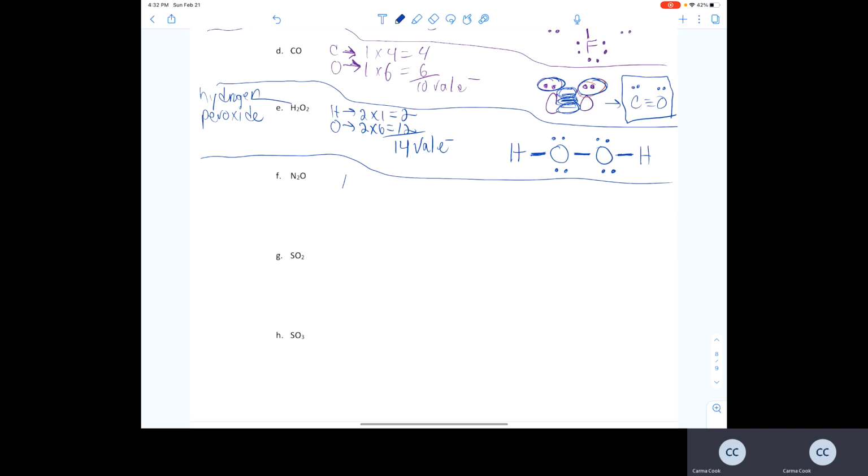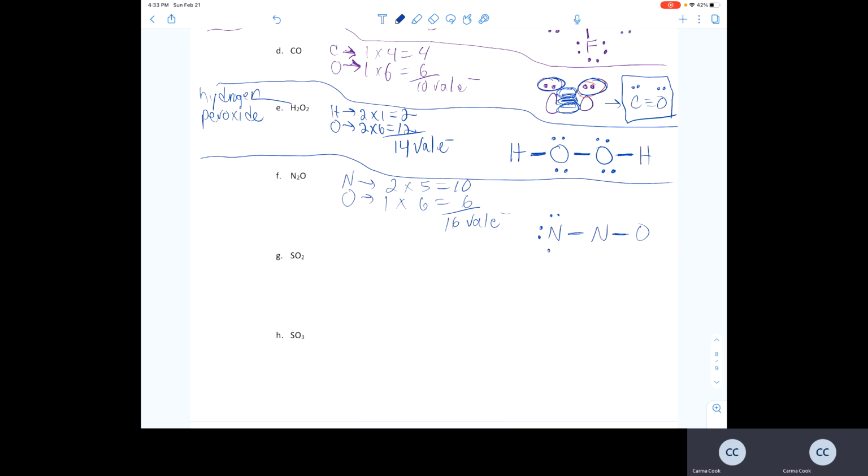Next, we have N2O, 2 nitrogens, each in group 5, and 1 oxygen in group 6. So 16 total valence electrons. And so with this one, we're going to let one of the nitrogens be the central atom because nitrogen is less electronegative than oxygen. And then one of the nitrogens and the oxygen will be on the outside. So we've put in 4 electrons already with the 2 single bonds. So now we'll use our pairs of dots because we've got to put in 12 additional.